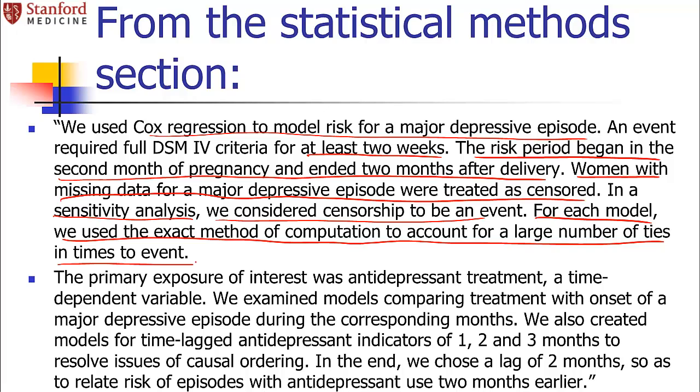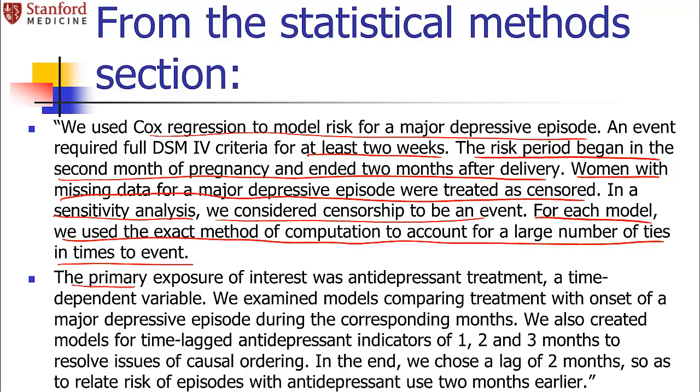So there's an awful lot of ties. A lot of women could have a depressive episode in the same month of pregnancy. Large number of ties, therefore they decided to go with the exact method to get it as precise as possible. And again, the exact method computationally is probably, most computers can handle it, even for 778 women.